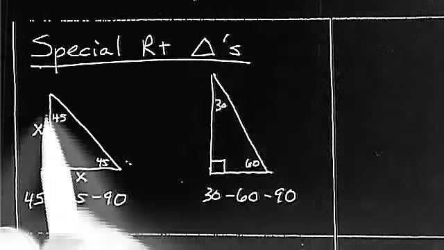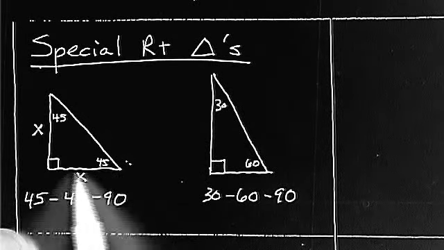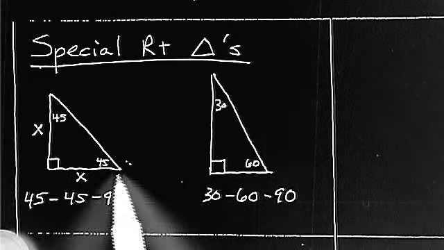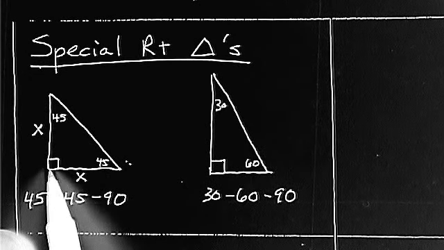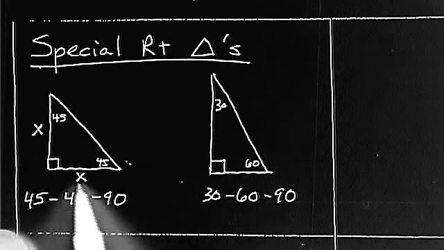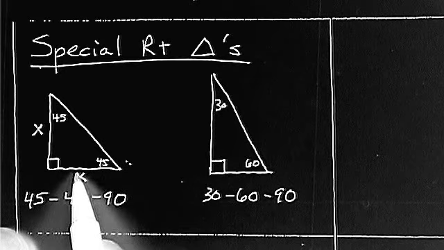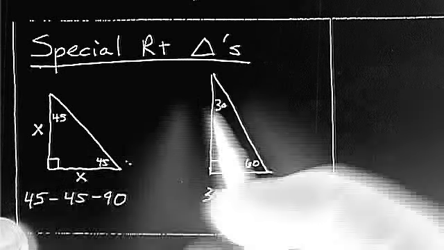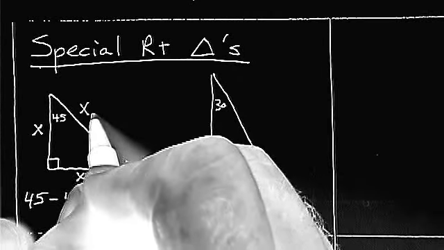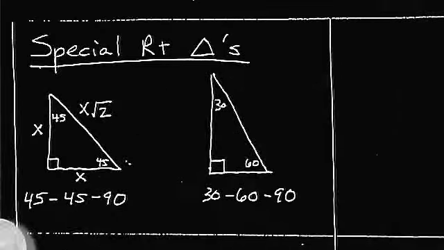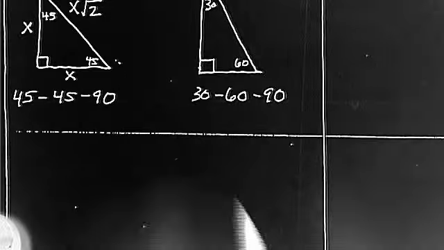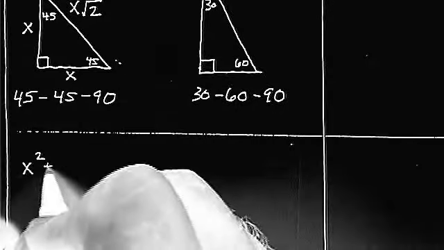So we know that in a 45, 45, 90 right triangle, the two sides called the legs, which are attached to the right angle, are congruent. They're the same size. So whatever they are, I'm going to call them both x. But the relationship we find when we use the Pythagorean theorem is that the hypotenuse is x times the square root of 2. If you want to prove it to yourself, you can do x squared plus x squared.